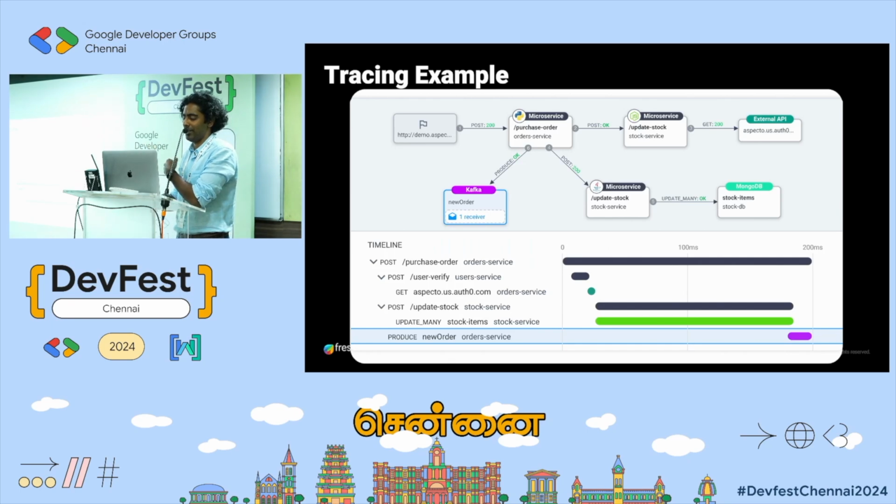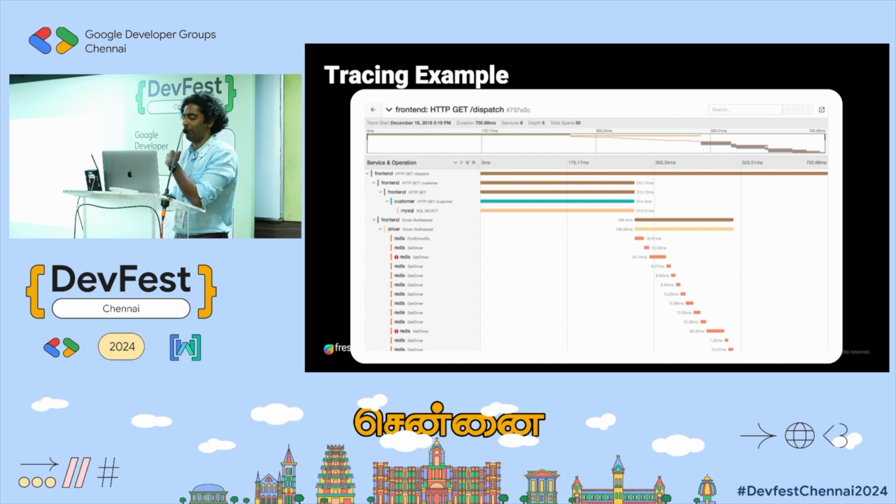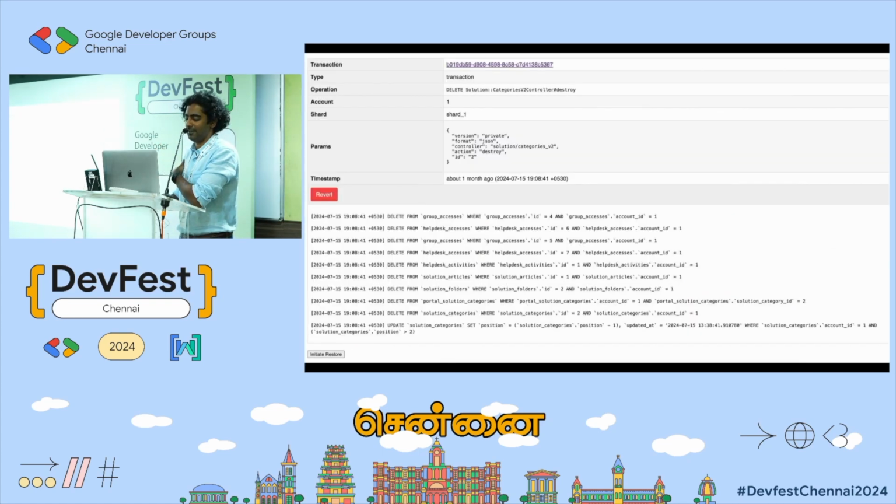All right, assume that we have this as well. This is a tracing example. There is some front end here where a purchase order request is made, and that in turn calls a bunch of microservices. There is also a Kafka listener here. So with tracing, you will get this comprehensive information that you need. Right now, you know what changed within a transaction.